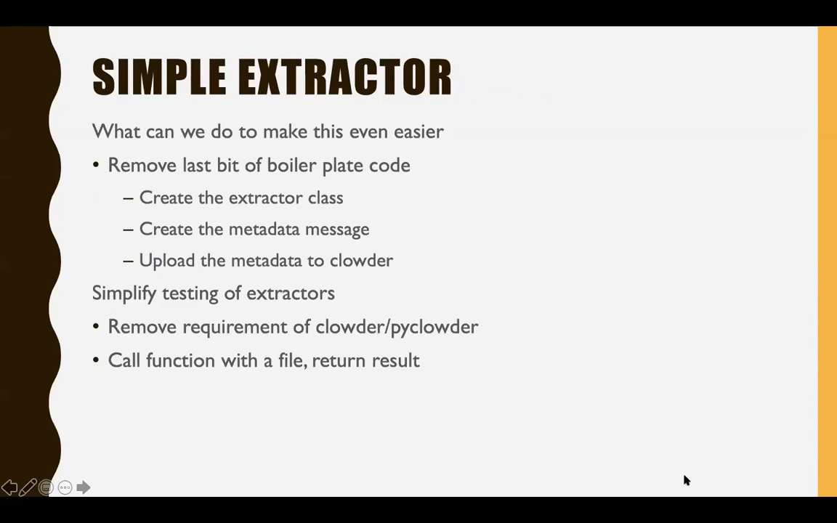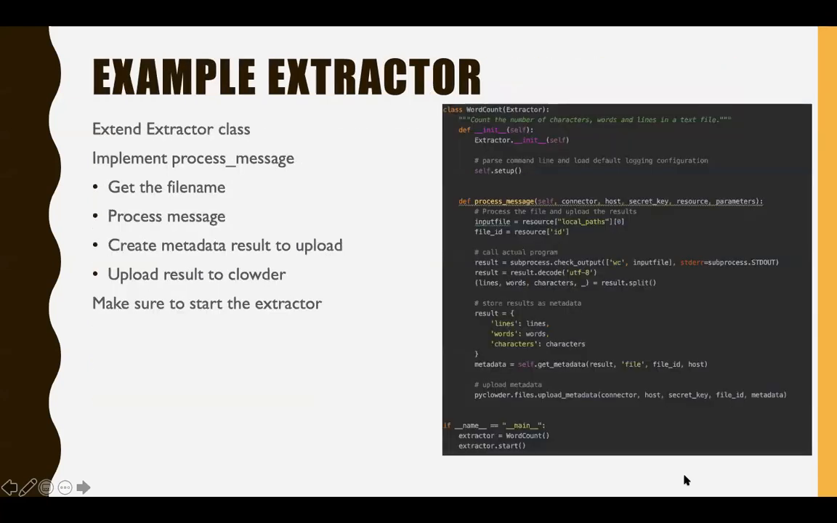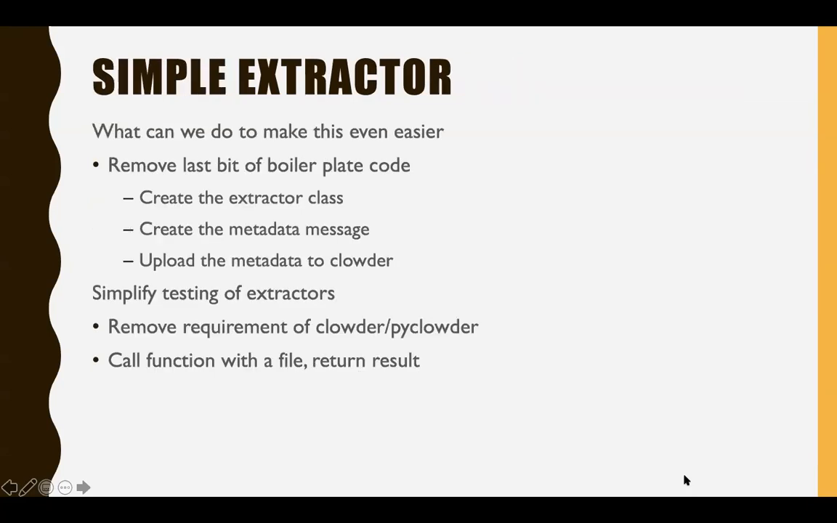We removed the last little bits of boilerplate code. If we go back quickly to the example, you can see that I need to create a new class, I need to extend it, and I need to write this extra function for processing the message. In there, I need to do some work, like getting the file name, returning, and uploading the data back to PyClowder. I think we can do better than that. So we want to get rid of those last three pieces, and we want to simplify the testing of the extractors. We want to remove the requirement that you need to have Clowder or PyClowder installed. We want you just to be able to call the function with a file and look at the results that you get back.